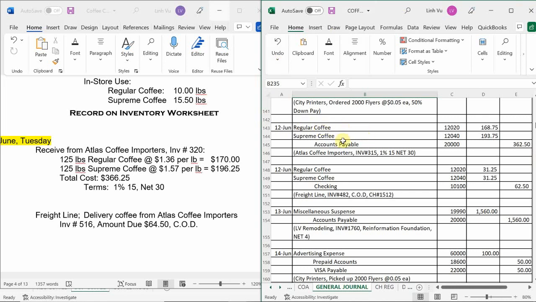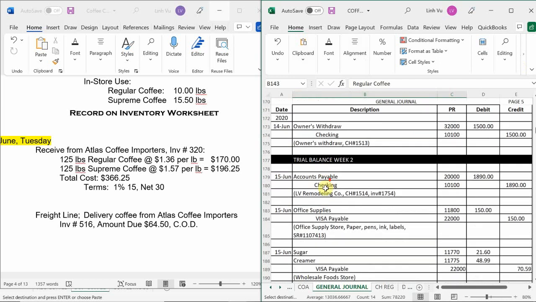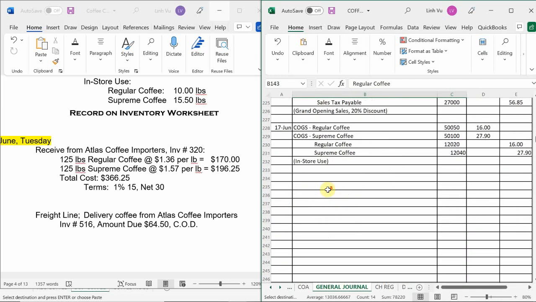I end up looking up a previous one that we've purchased, where we've got the regular coffee and the Supreme Coffee. So what I can do here, and that's what you can do too, is once you locate it, you can just copy and paste this entire transaction into the section down below in your journal. Okay, so again, that's the beauty of technology, is you can take shortcuts. So here's a shortcut you can take, and paste it.